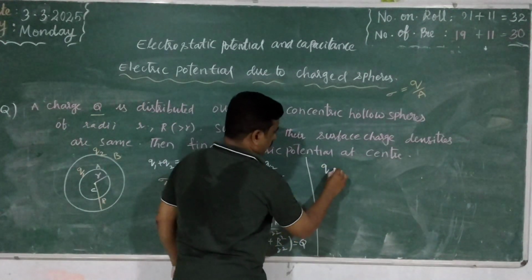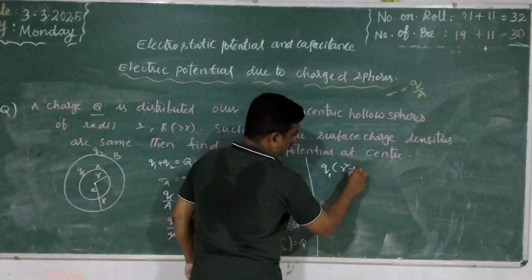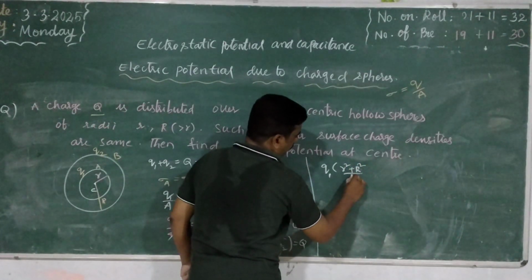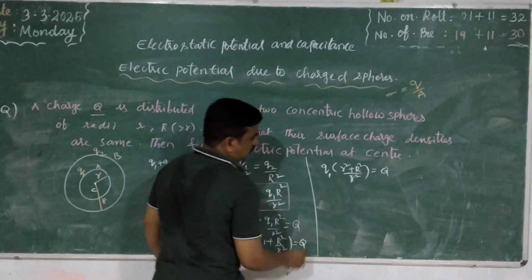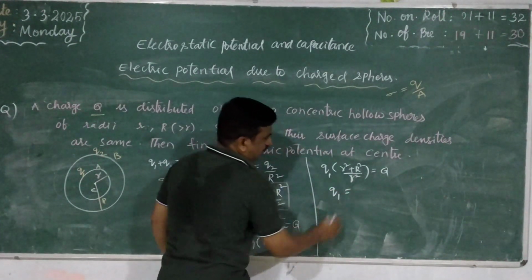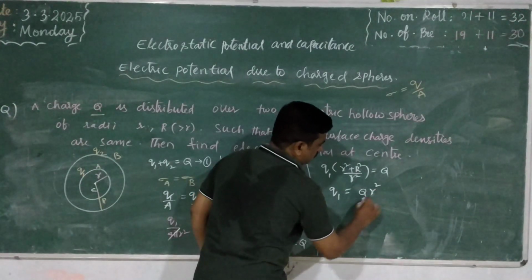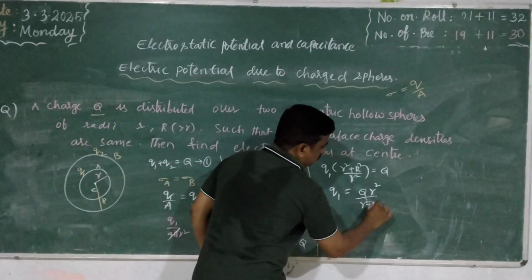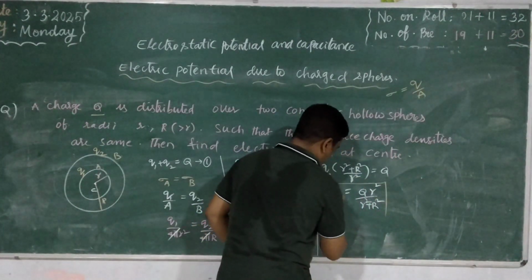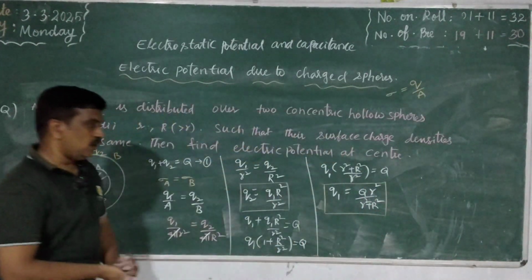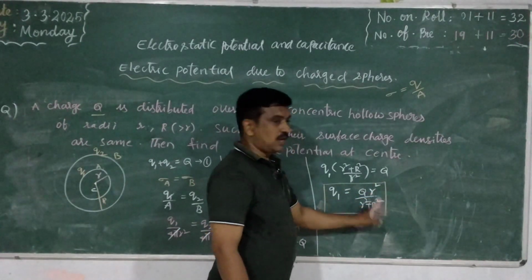Q1 into small r square plus capital R square by small r square, that equals Q. Taking the LCM, which is small r square, Q1 equals capital Q small r square by small r square plus capital R square. What is the Q1 value we are getting? This is the Q1 value: Q1 equals capital Q small r square by small r square plus capital R square.